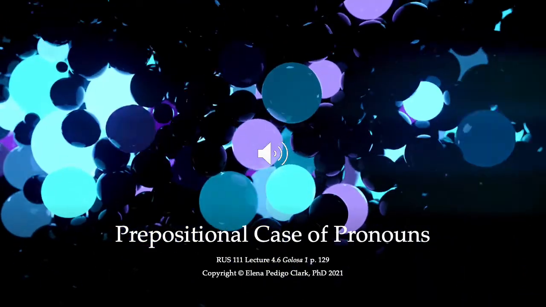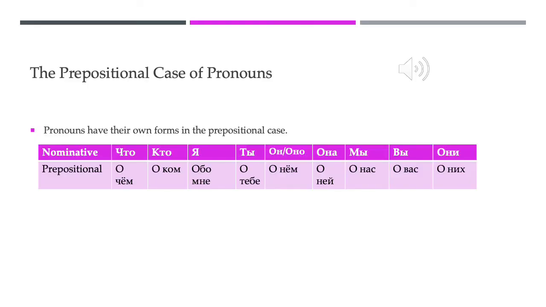Prepositional case of pronouns. Pronouns in the prepositional case have their own forms, which are not completely dissimilar to noun and adjective forms, but are nonetheless their own forms. So there's a chart in your textbook, which I have basically recreated here.